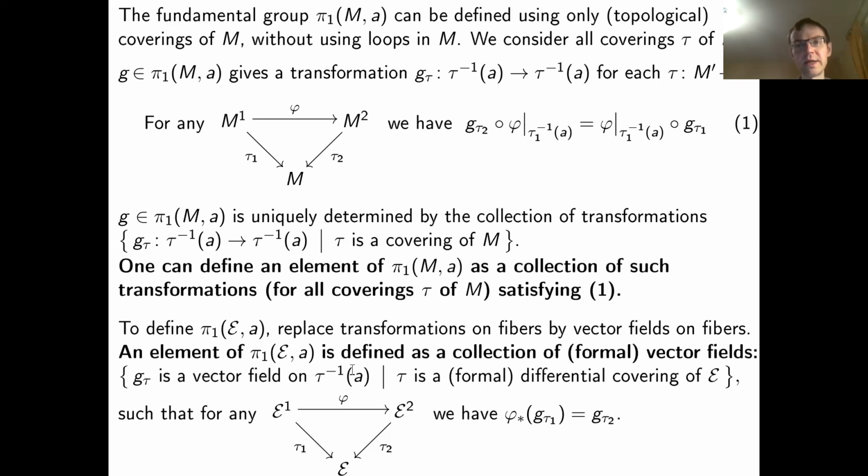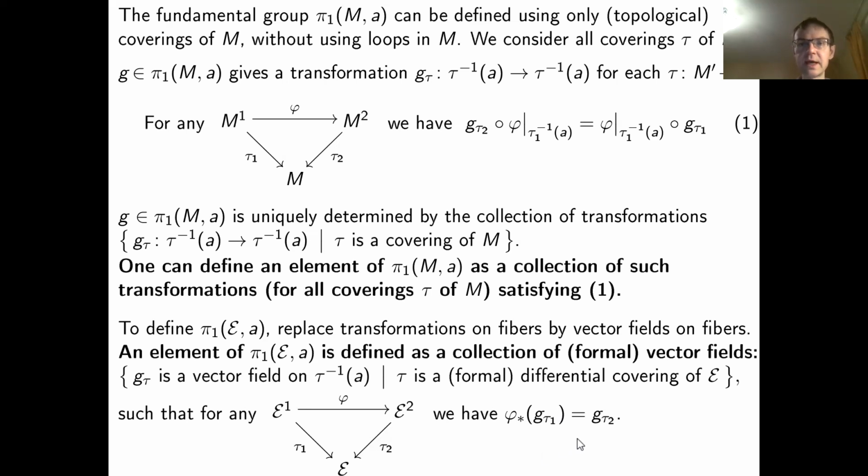And we require the following: for any commutative diagram like this, where tau1 and tau2 are differential coverings and phi is any analytic map, the following relation must be valid. The differential of phi must map the vector field G tau1 to the vector field G tau2. It's easy to see that this property is the infinitesimal analog of this property.